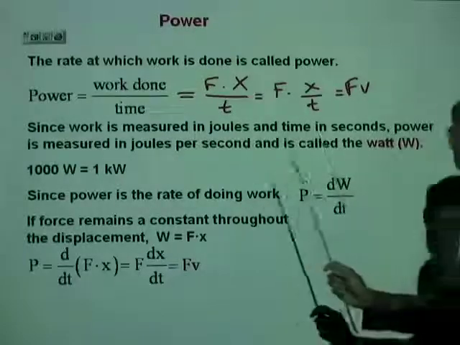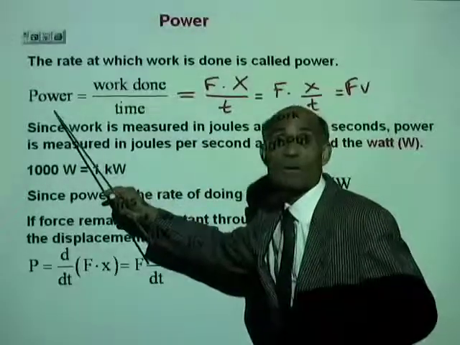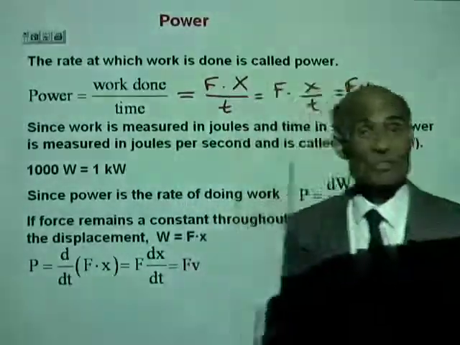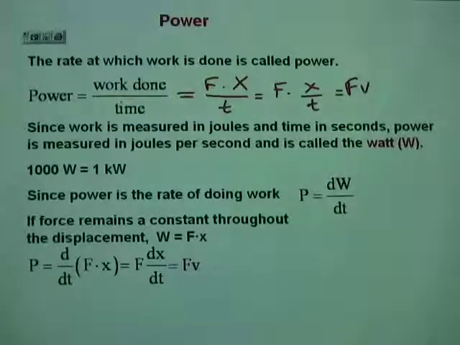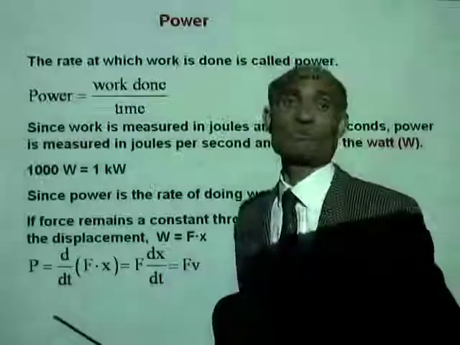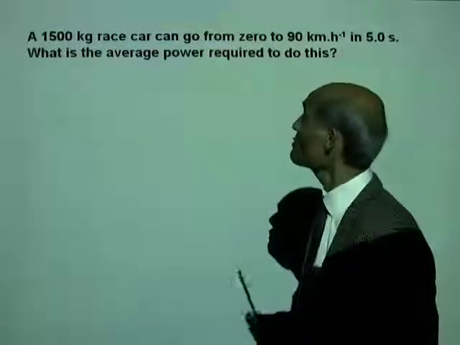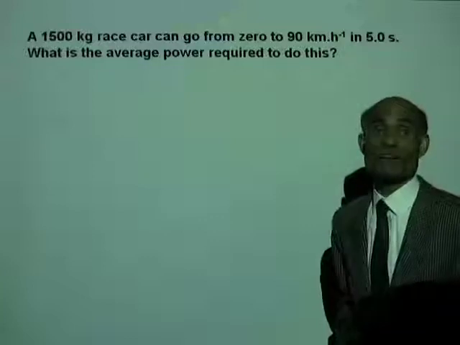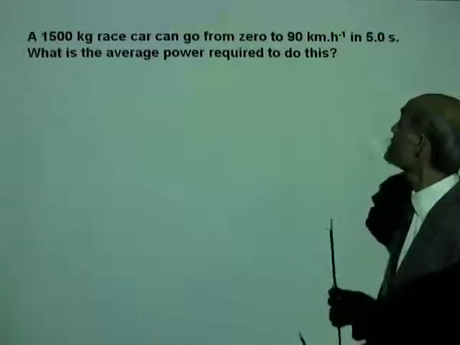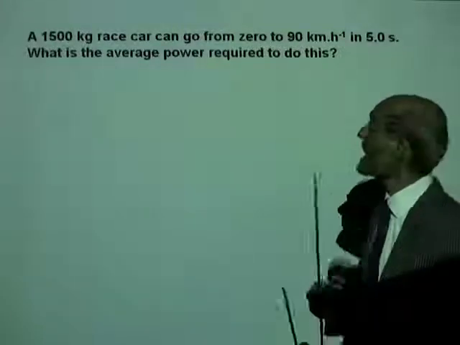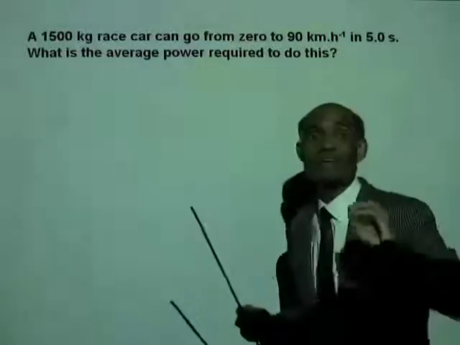These are very useful concepts. Average power is force multiplied by average velocity. Okay. We can actually use these concepts to solve problems. Let's do a small problem. A 1500 kilogram race car can go from 0 to 90 kilometers per hour in 5 seconds. What is the average power required to do this?